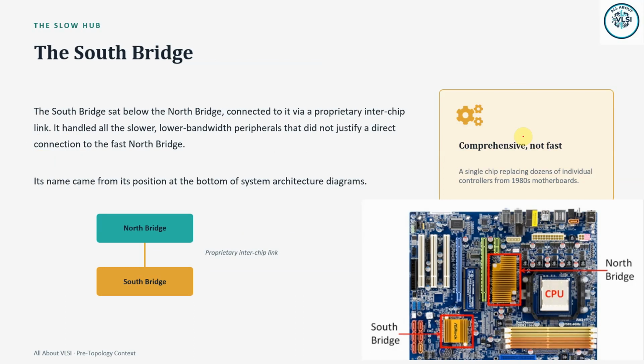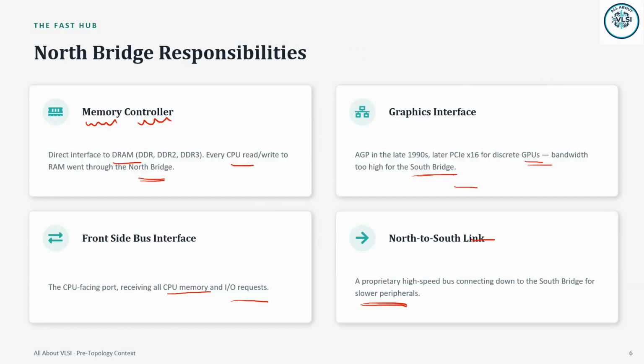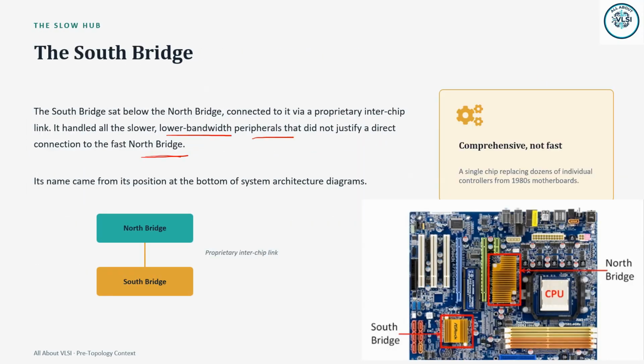And coming to the South Bridge. Basically, the South Bridge sat below the North Bridge, connected to it via a proprietary interchip link, and it handles the slower, lower bandwidth peripherals that did not justify a direct connection to the fast North Bridge. So whatever lower speed peripherals are not directly connected to the North Bridge are connected to my South Bridge.